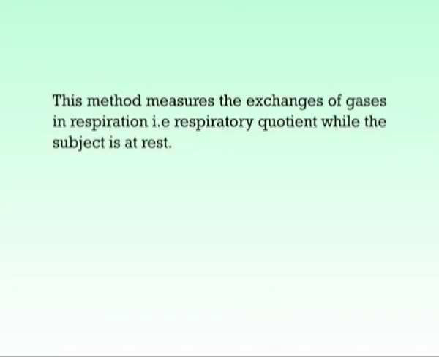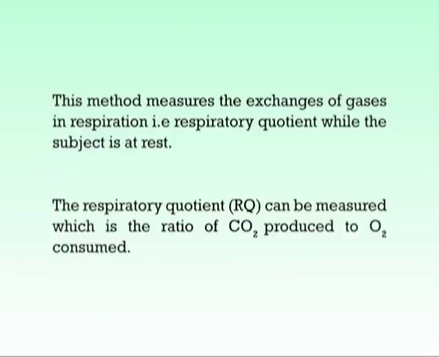The heat produced is also measured by circulating a current of water through copper pipes and measuring the quantity of water that has been circulated through the chamber, and also the difference between the temperature of the water entering and leaving the chamber. This method measures the exchange of gases in respiration, that is, respiratory quotient, while the subject is at rest. The respiratory quotient can be measured, which is the ratio of carbon dioxide produced to oxygen consumed.